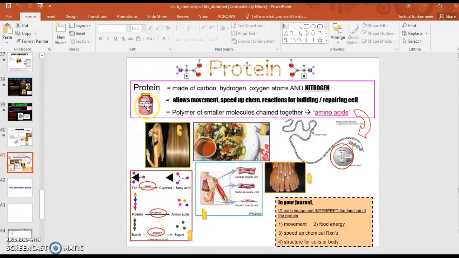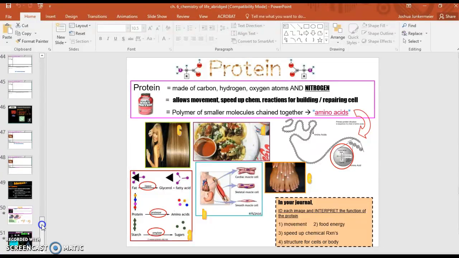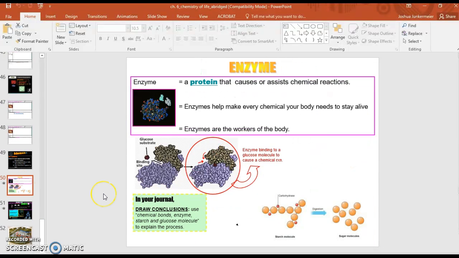A type of protein that's very important, and it speeds up chemical reactions for building and repairing the cell. I'm talking about enzymes. So we're going to zoom on over to slide 50 here. And enzymes are special proteins that cause or assist chemical reactions. Enzymes help make every chemical your body needs to stay alive. Enzymes are involved from building muscle to digesting food.